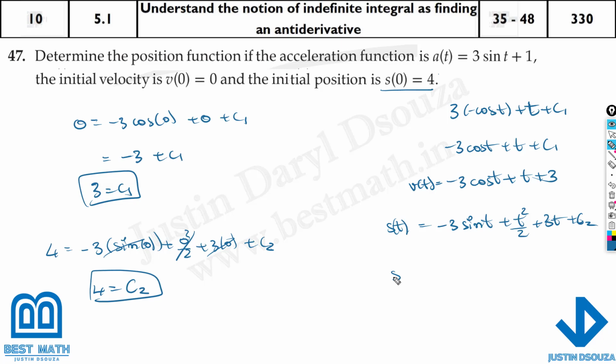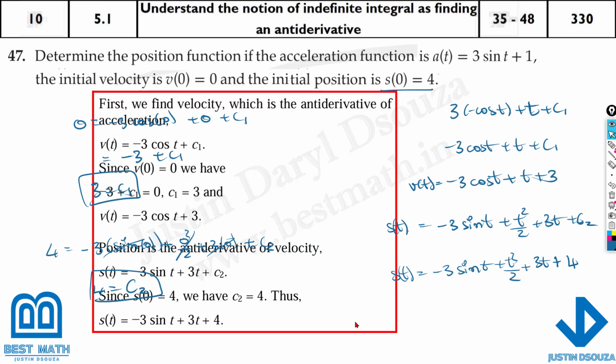So the answer over here for the position function would be minus 3 sine t plus t squared by 2 plus 3 times t plus 4. So that's the final answer. From the acceleration, we can get the position function. There's no calculator method for double integrations, so you have to do it manually using rules.